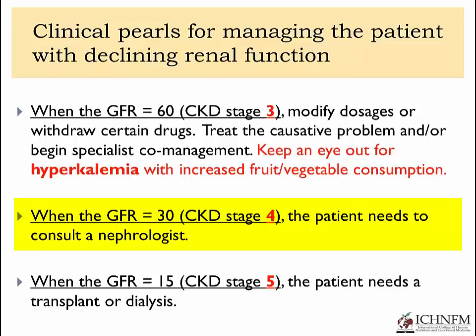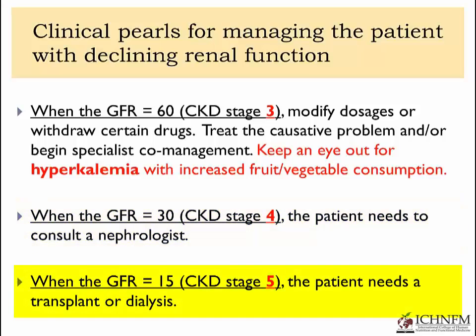When the GFR gets to 30 or below, we call that chronic kidney disease, CKD, stage 4. Patient definitely needs to be in contact with a nephrologist at that point. And by the time they get to GFR of 15, we call that chronic kidney disease, stage 5. Patient needs a transplant or dialysis. So if you have these numbers in mind, you can keep these numbers and your patient's results in perspective and therefore understand how to manage them.